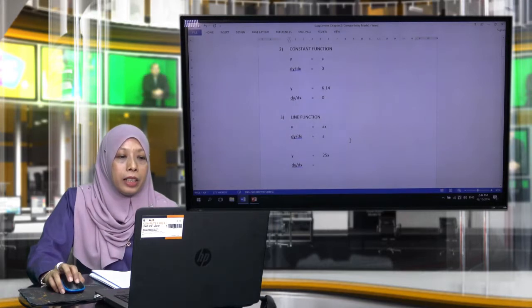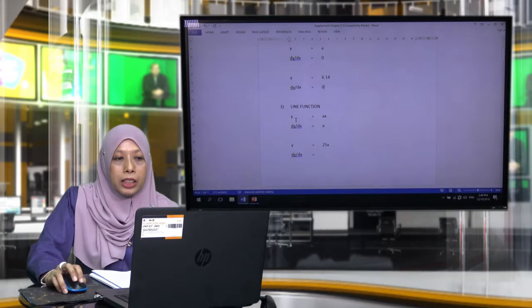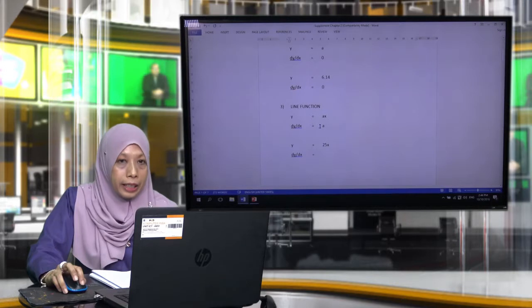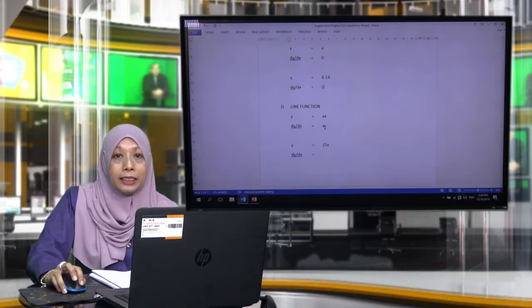Now the third rule is a line function. A line function is in the form of y equals ax. As you can see here, x has an exponent equal to 1. So if you want to find dy/dx, you are going to get the number, in this case a.